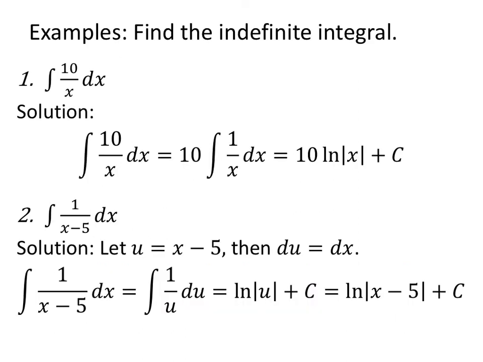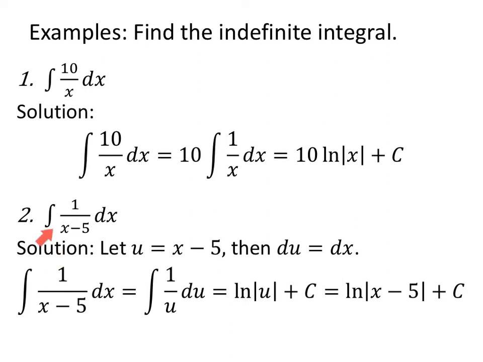So let's find the integral of 10 over x dx. Well, I can rewrite 10 over x dx inside the integral as 10 times the integral of 1 over x dx. I know the integral of 1 over x dx is the natural log of the absolute value of x, so I keep the 10 as a coefficient, and don't forget the plus c, my constant of integration.